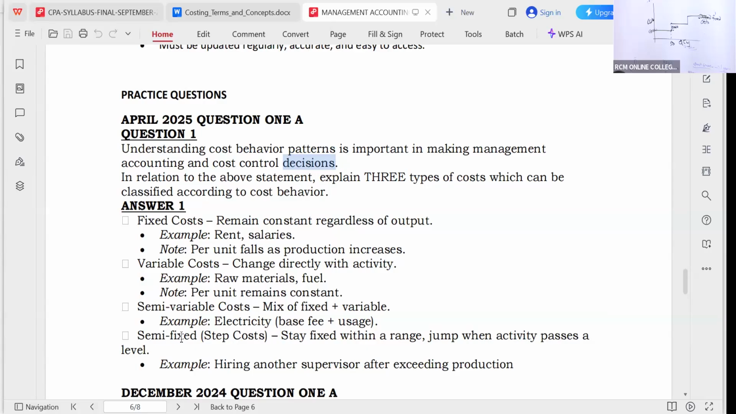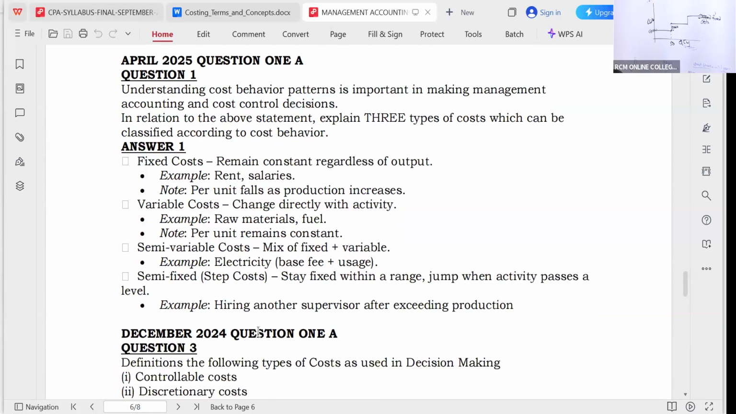And then we have what we are calling semi-fixed, or step costs. They stay fixed within a range, and jump when activity passes a level. Like hiring another supervisor after exceeding production.